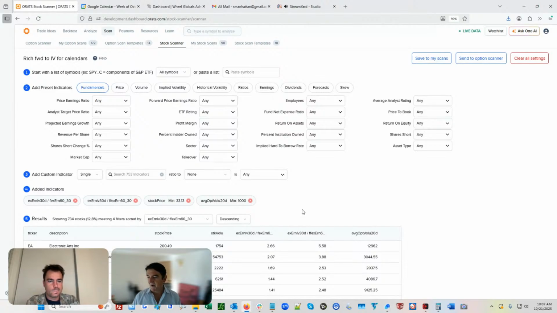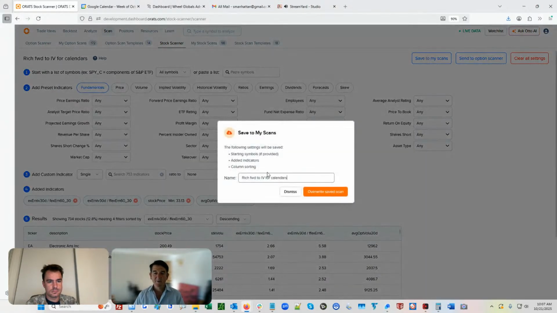Yep. All right, so let's talk about how we're going to identify those types of trades. Now that we understand what a calendar is and when we want to trade them, let's set up a stock scan to, as I called mine, rich forwards to IV for calendars. I should have said rich IV to forwards, but why don't we change that? Right, so it's the IV divided by the forward for calendars.